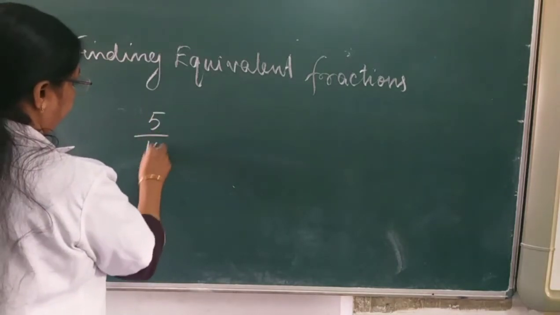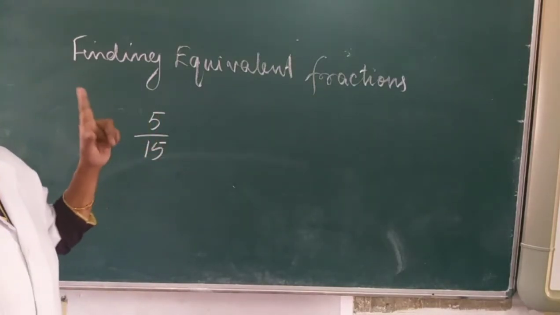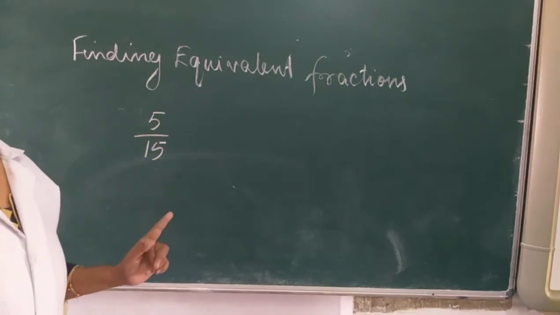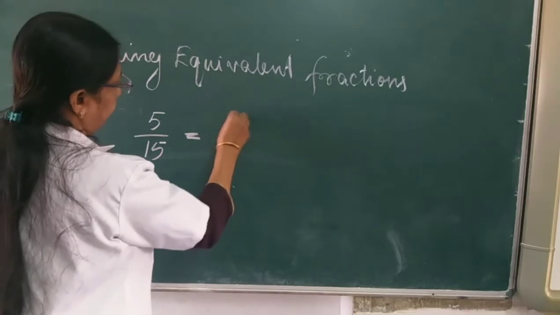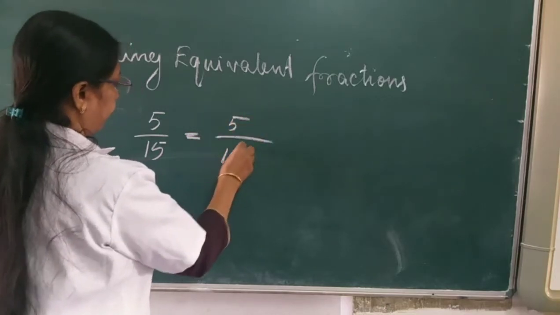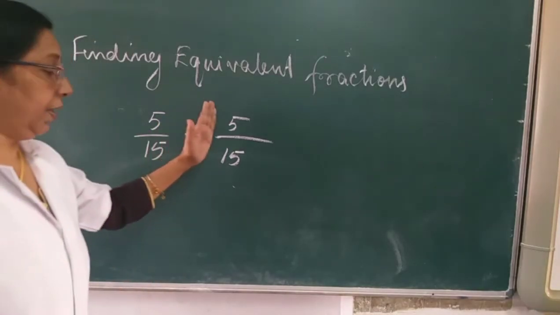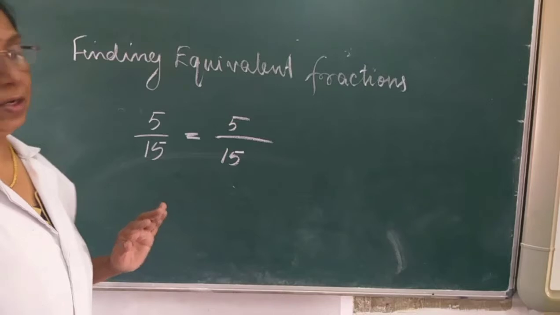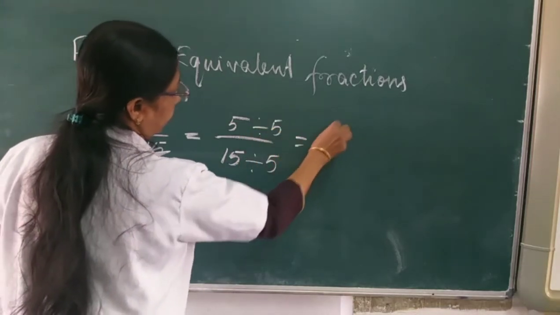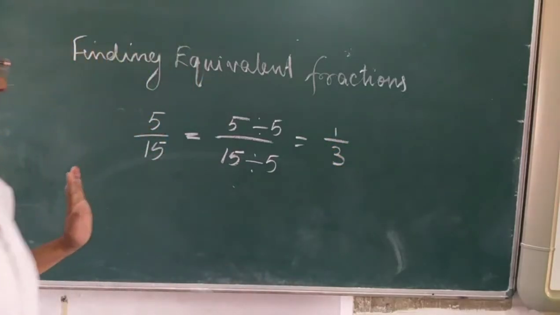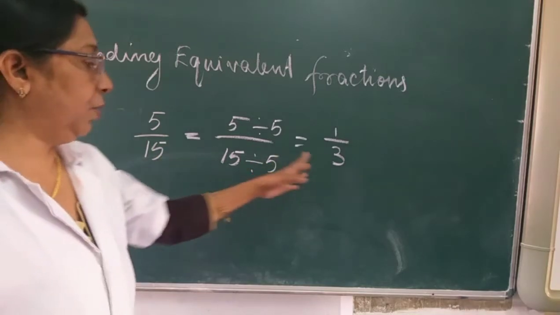Find a smaller equivalent fraction of 5 by 15. It means we can divide this fraction by the same number which is common to 5 and 15. Dividing 5 and 15 by 5, now it is 1 by 3. This 1 by 3 is an equivalent fraction of 5 by 15. Here we got a smaller fraction.